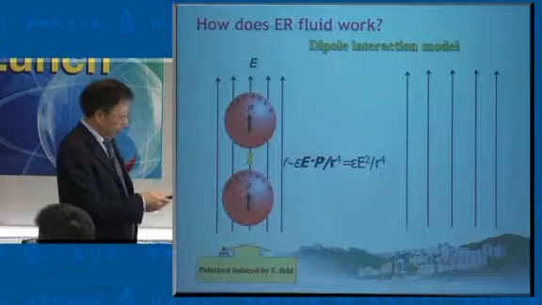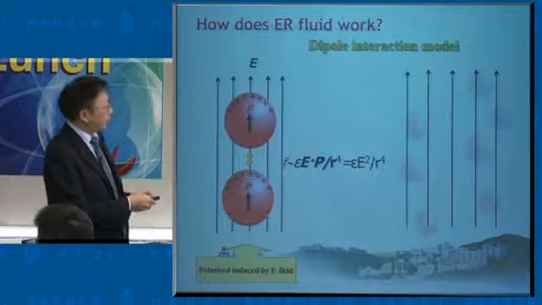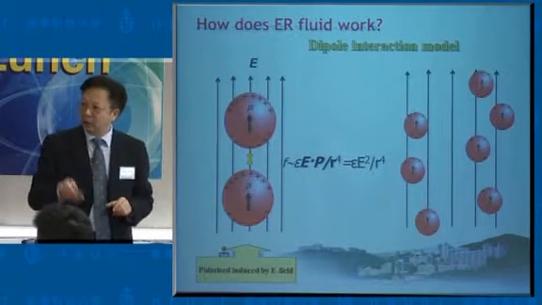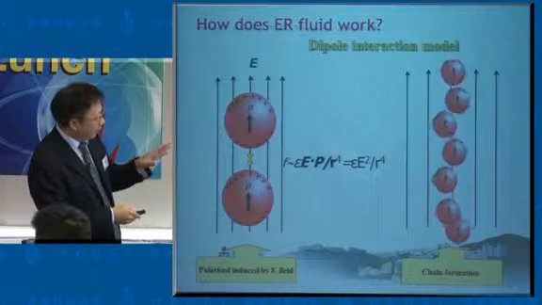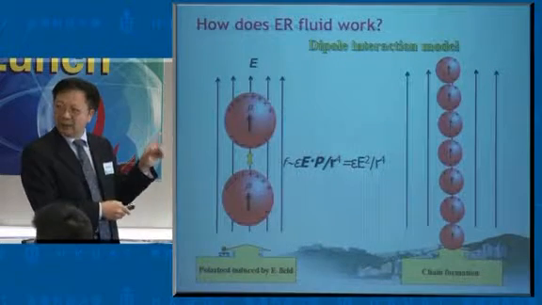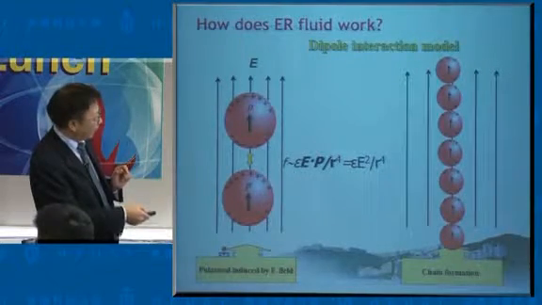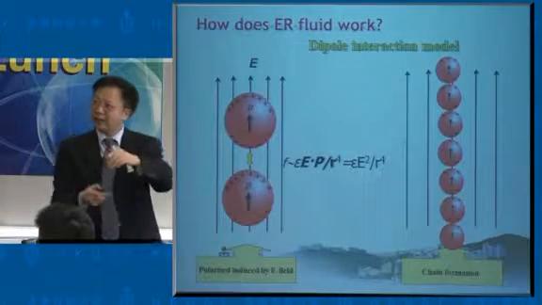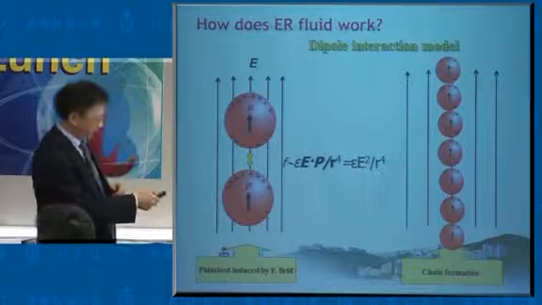So how about this? All the particles suspended in the oil are just random. However, when an electric field is applied, all these particles will align along the electric field direction. That means they connect here, here. So this is a chain.